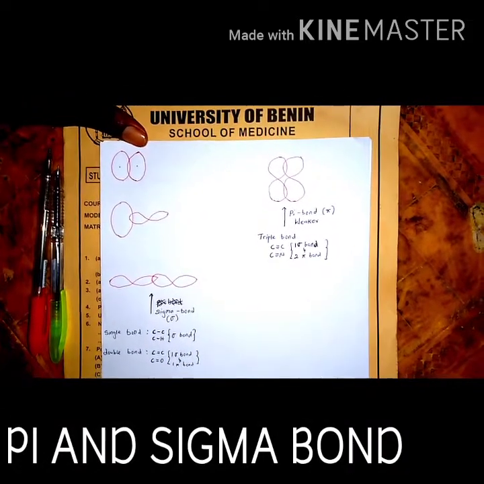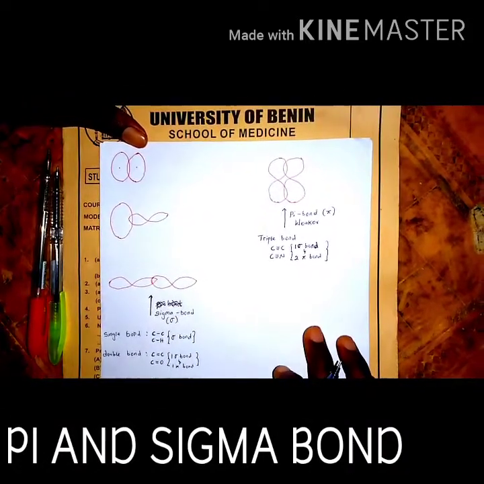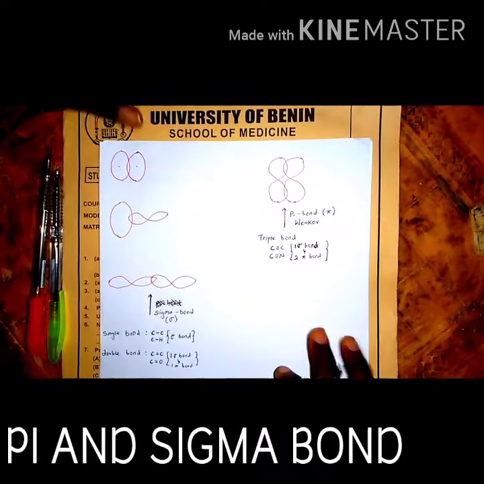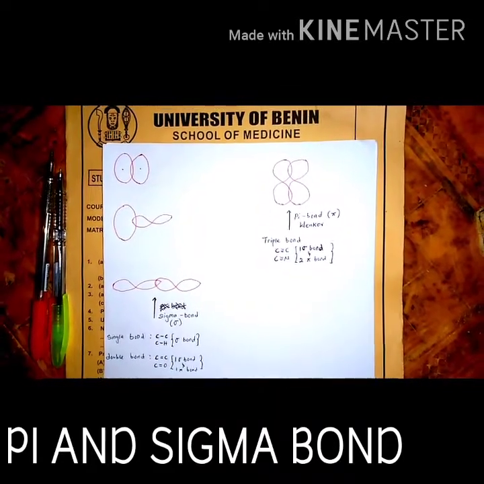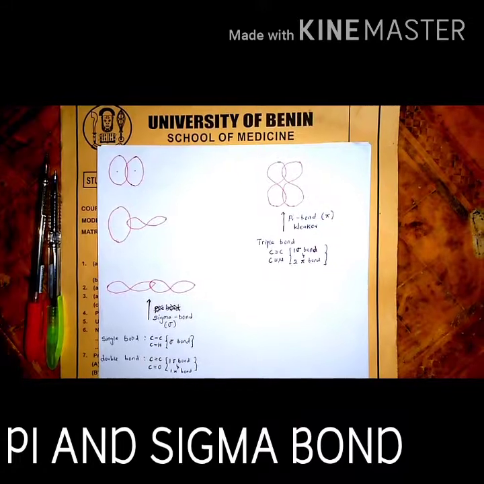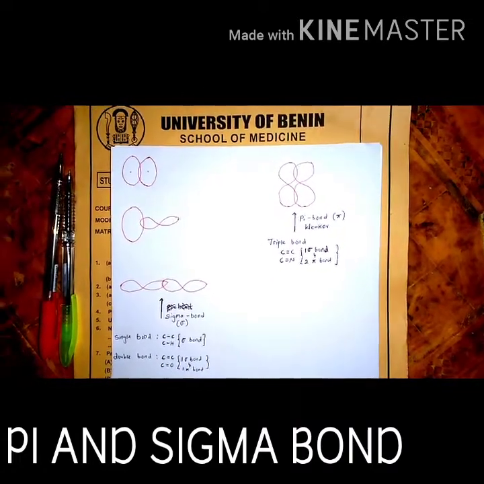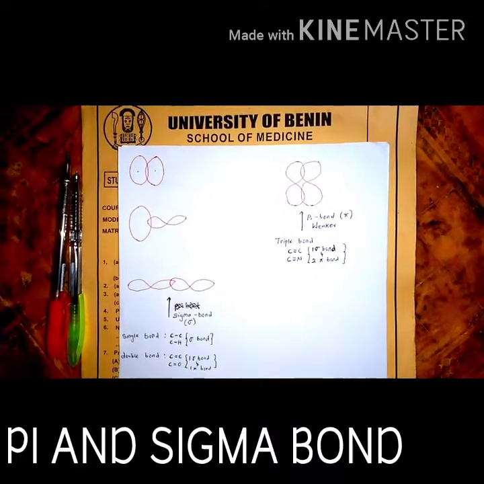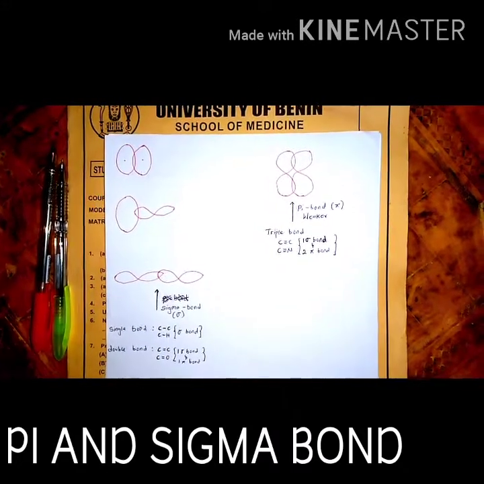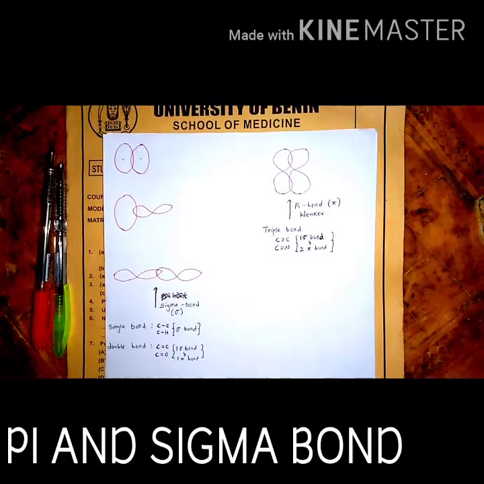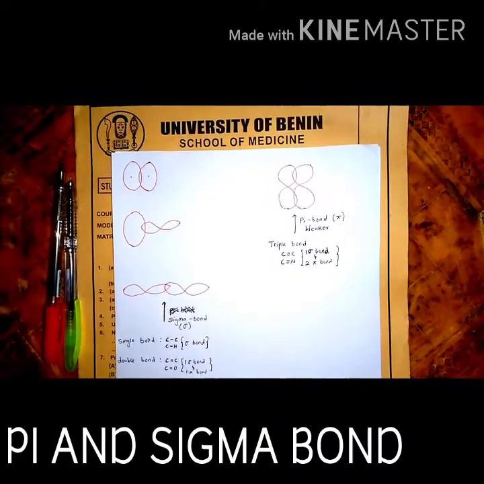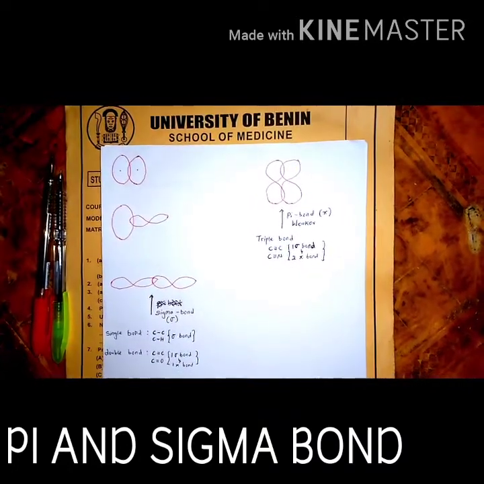Good evening. In this video, we are going to be explaining pi bonds and sigma bonds, their formation, and how to determine their number in a certain organic compound, be it saturated or unsaturated. Now, there are some tricks I'll be showing you guys today, so please watch and learn.